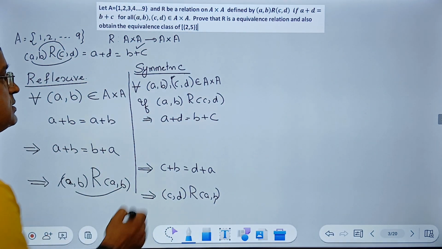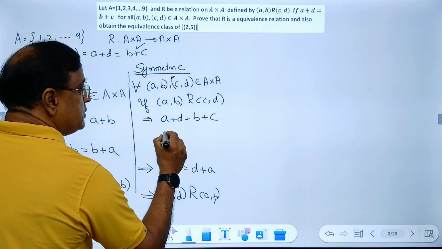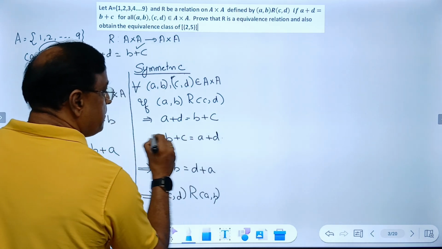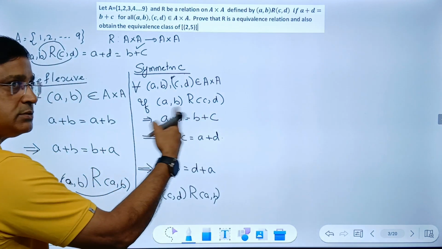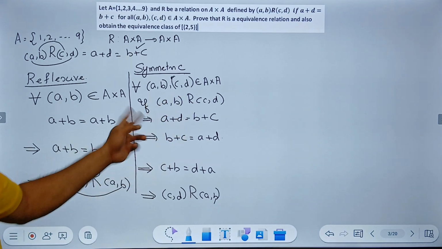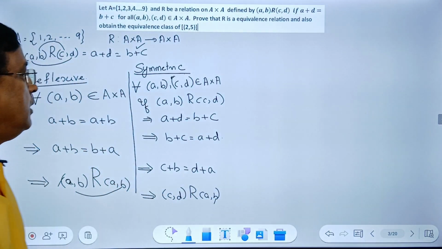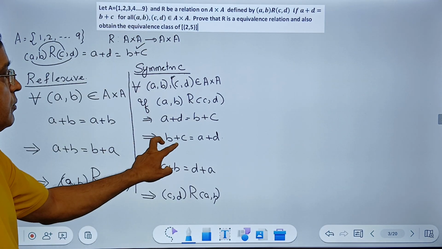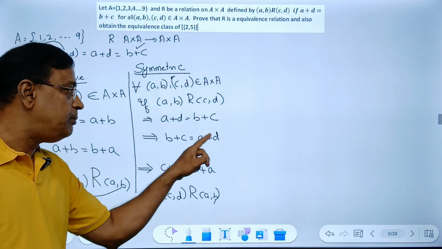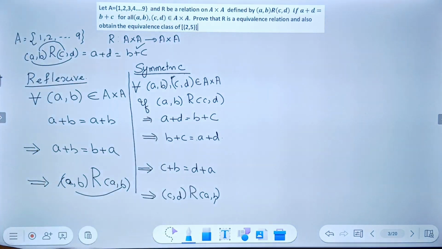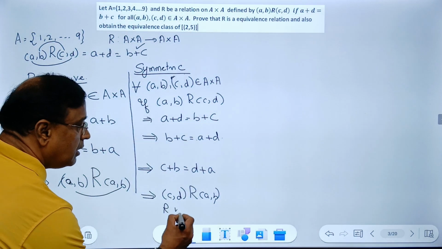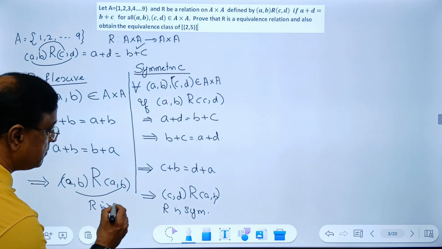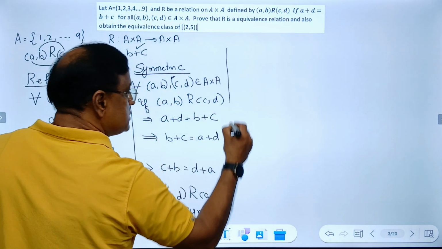Which is obvious because A plus D is B plus C, so I can say B plus C equal to A plus D, correct? I can reverse, it's an equality. Now B and C are 1 to 9, so they are commutative. So B plus C is same as C plus B and A plus D is same as D plus A. Hence proved. Therefore R is symmetric. Here R is reflexive. Now finally, what is the last step?